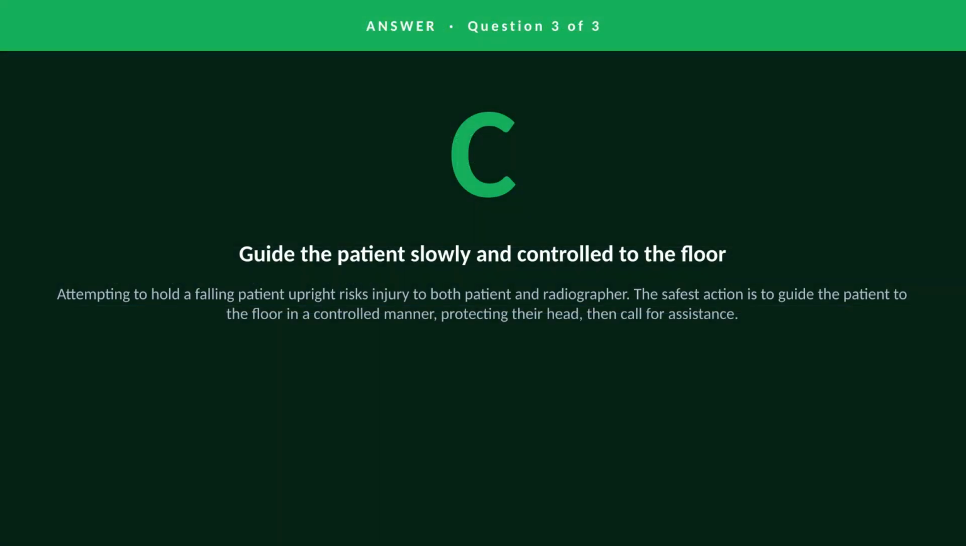The answer is C. Guide the patient slowly and controlled to the floor. Attempting to fully arrest a fall puts you both at risk of injury. The safe technique is controlled descent. Protect the head. Get them to the floor safely. Then call for assistance.